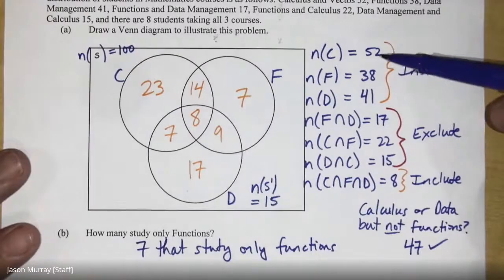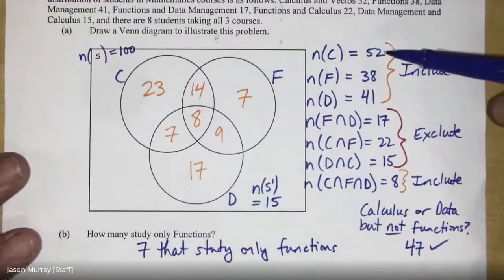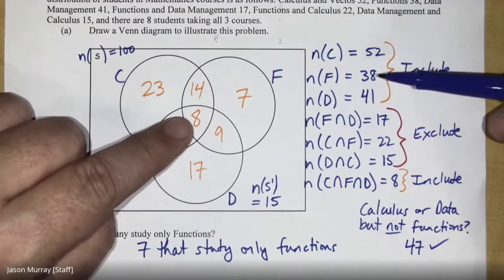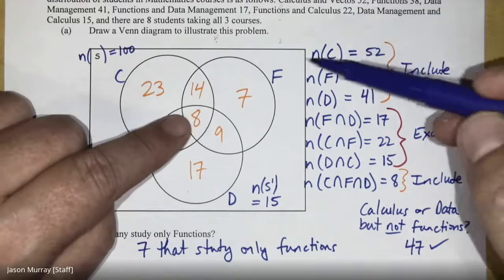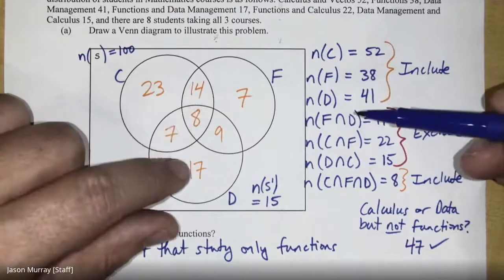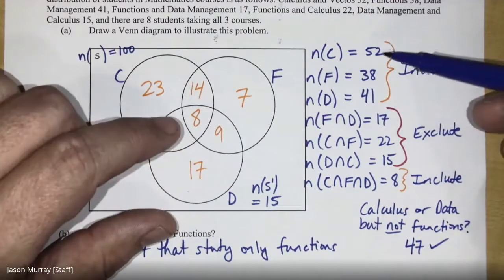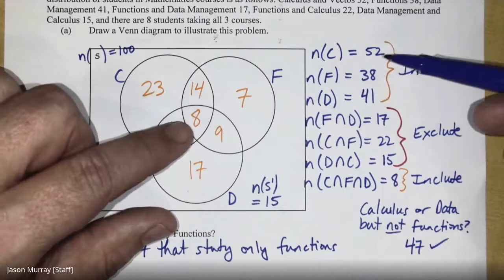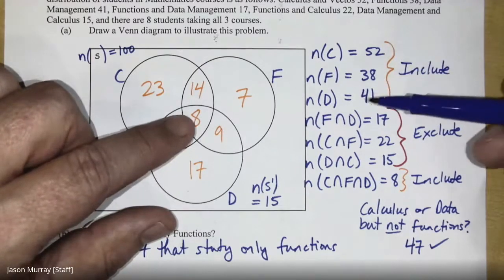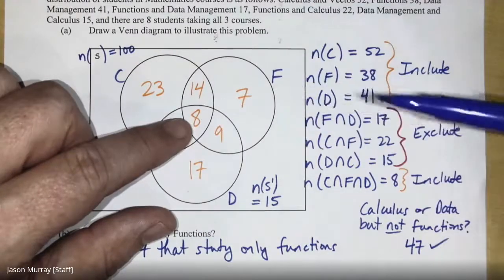That's right. You can't just say we're forgetting about those 8 in the middle, can you? So when I'm including all 3 sets here, have I included that 8 in the middle? Have I included it here in the 52? Yes. Have I included it here in the 38? Yes, right? Because that 8's part of the functions group. Have I included it here in the 41? Yes, that's part of the data group too, right? So I've included 8 3 times. That means I triple counted it, right? I don't want to triple count it. That is including that number in the middle too many times.